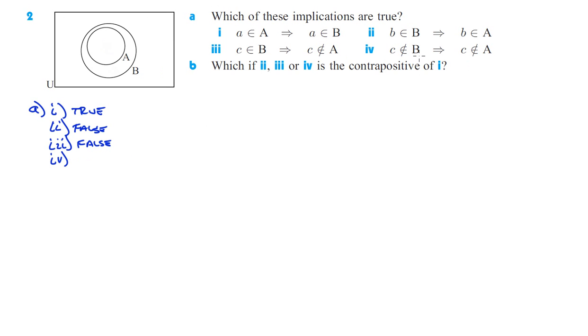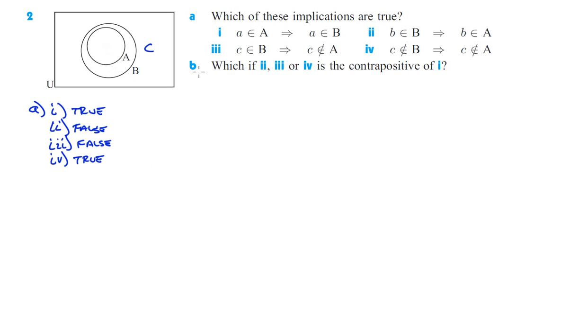And then for the fourth part, we've got if C is not in B, so if C is not in B, it has to be out here somewhere, because that's all of B. Does that imply that C cannot be in A as well? And that is true, because if it was in here, then it would also be in part in B. Okay, so then that last one would be true.